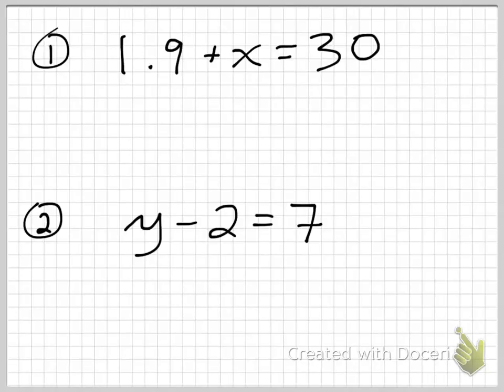Number 1 is review from yesterday. Number 2 is new. See if you can figure out what to do for number 2. First thing I do: line down the equal sign. Don't forget, line down the equal sign.